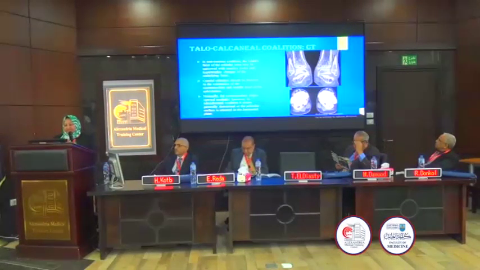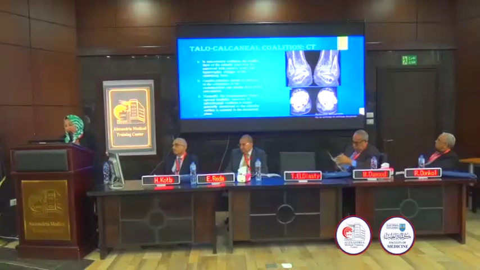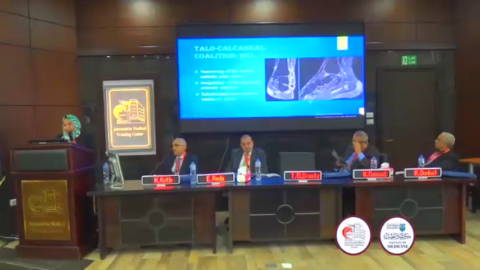And even in the non-osseous type of coalition, CT findings are very suggestive of this pathology by the presence of irregularity of the opposing articular surfaces at the middle subtalar joint and the related subchondral sclerosis. And there is another sign, which is the direction of orientation of the sustentaculum tali. Normally, the sustentaculum tali medially slopes upward, but in cases of talocalcaneal coalition, it runs either in the horizontal plane or it slopes downward instead of sloping up.